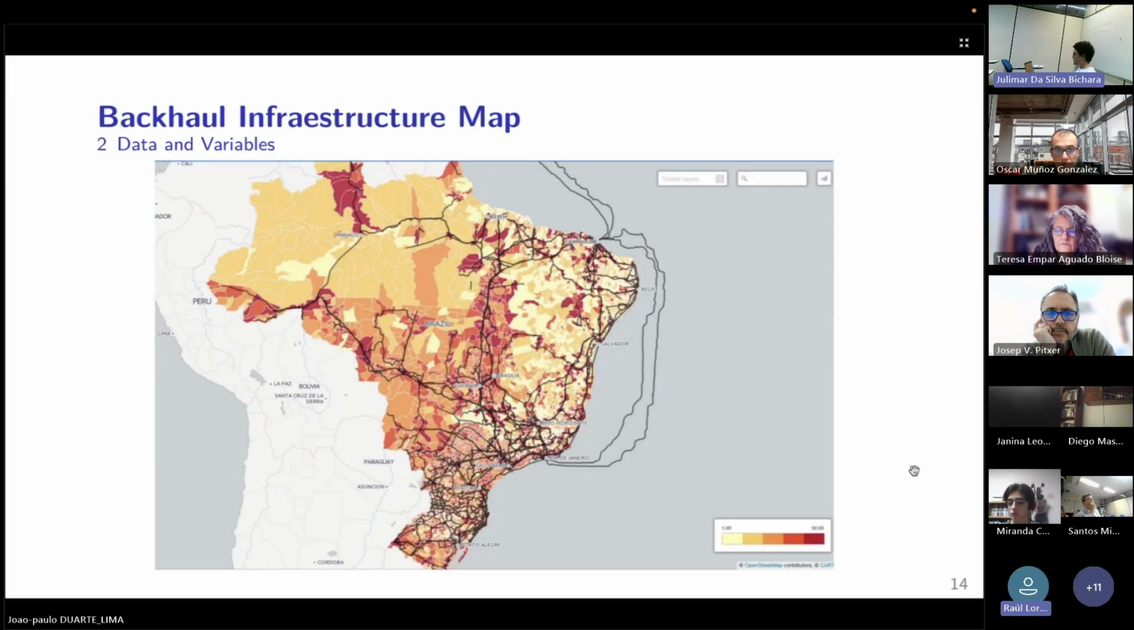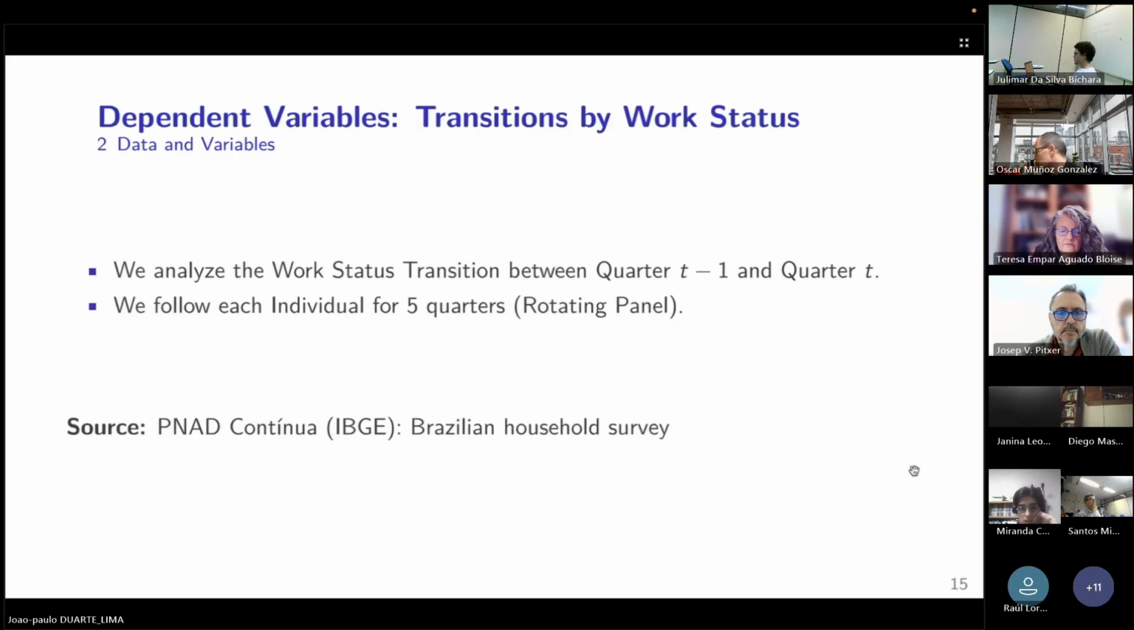So this is how the infrastructure works. The black lines are the cables, and if you are closer to the cables, you can see your internet speed is higher. The red means higher internet speed. So being closer to the cables, high internet speed. So my dependent variables are transitional.